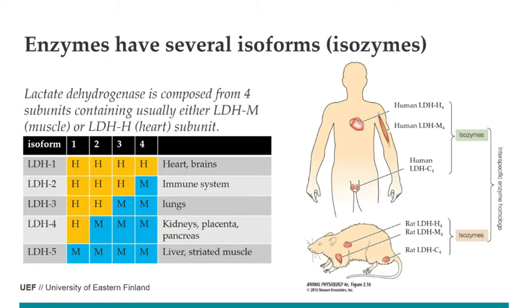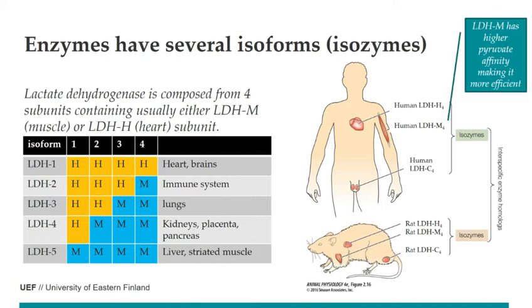And one of the things that is not in the table at all: in the testes we have a completely different isoform, without subunits of heart type or the muscle type. So there are some other types also. They can have differences, and one of the differences is that this muscle type has higher pyruvate affinity, and that's why it's a little bit more efficient to produce lactate.